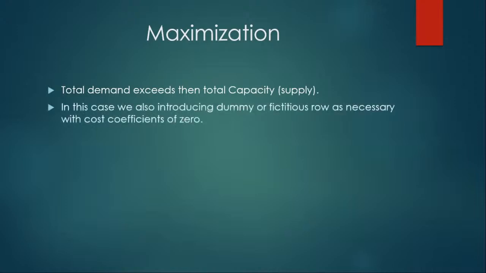In maximization, it is also called the case where the total demand exceeds the total capacity. In this case, we also introduce a dummy or fictitious row as necessary, with cost coefficient 0, in order to solve it.